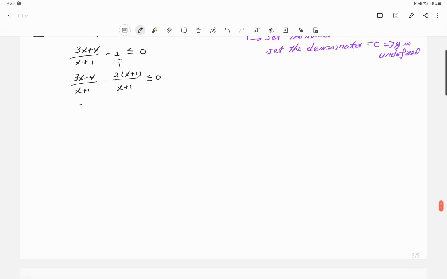Then the numerator will be, using the same denominator x plus 1, let's rewrite the numerator. So 3x minus 4. And for this one, you multiply x by -2, right? So minus 2x. Multiply this by -2 as well. So it will be -2.